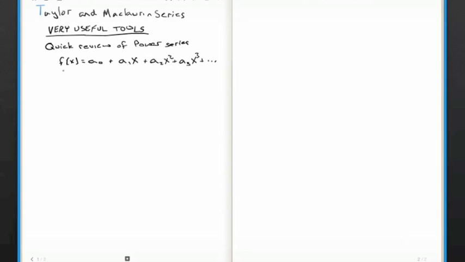Okay. And then we discovered that we can take the derivative term by term of this. And so a sub 0 would go to 0 because that's a constant. This one would just go to a sub 1, plus this one would go to 2 times a sub 2 times x plus 3 times a sub 3 times x squared plus 4 times a sub 4 times x cubed, etc.